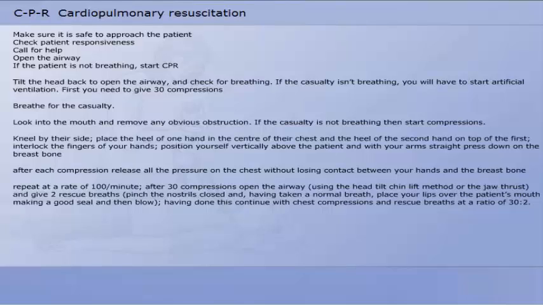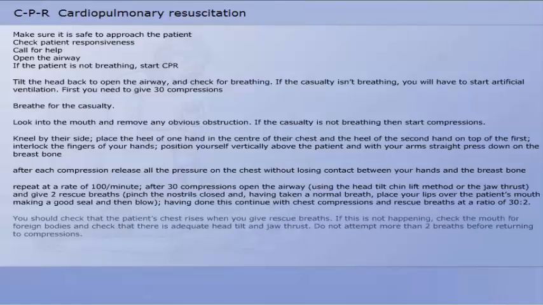If this is not happening, check the mouth for foreign bodies and check that there is adequate head tilt and jaw thrust. Do not attempt more than 2 breaths before returning to compressions. Only stop CPR if the patient starts to breathe spontaneously, or if help arrives, or if you become exhausted and unable to carry on.